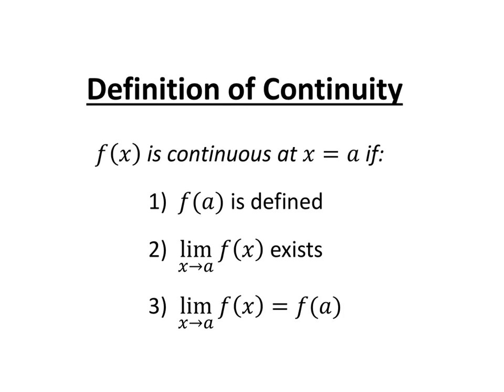Condition number 2, the limit as x approaches a of the function must exist. You can check out my video on when a limit does not exist if you're curious. And condition number 3, the limit as x approaches a of the function must be equal to the function value defined when x is a.